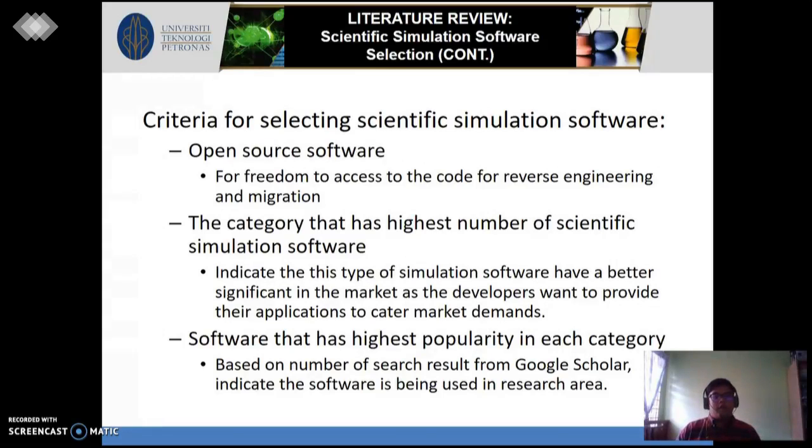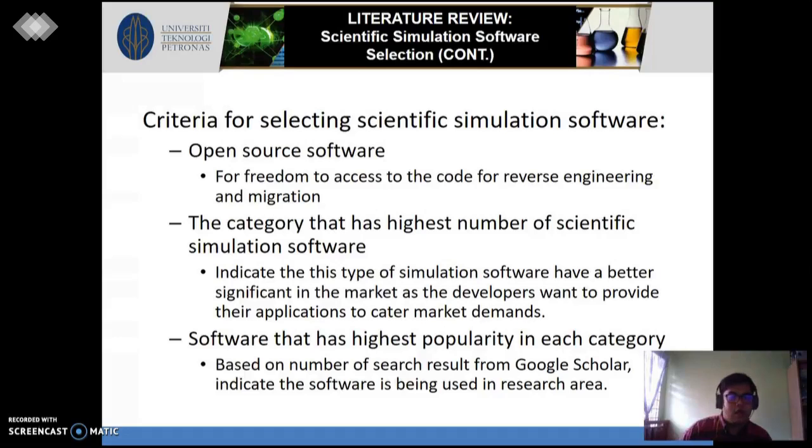So what are the criteria for selecting scientific simulation software? First of all, the software must be open source. This is for the freedom to access the code, for reverse engineering and migration. Second, the category that has the highest number of scientific simulation software. This is an indicator that this type of simulation software has a better certificate in the market, as developers want to provide their application to cater to market demands.